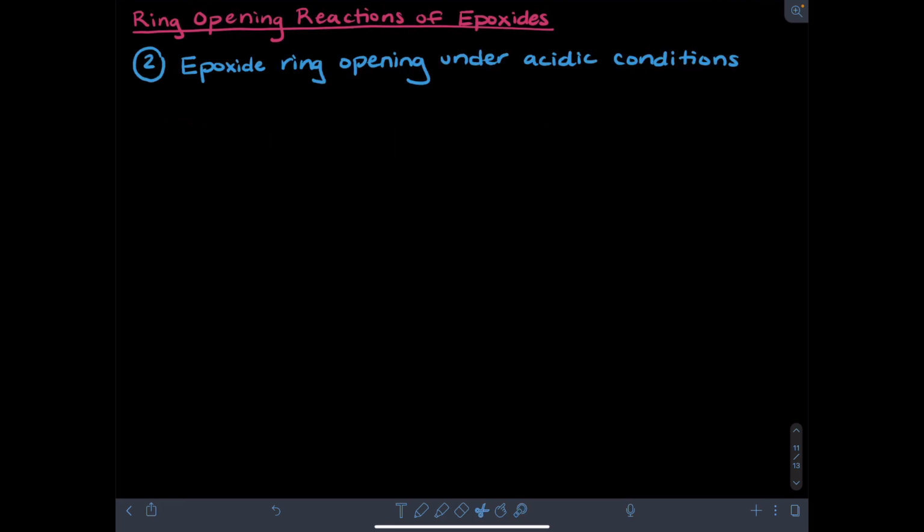Now I want to consider ring opening reactions of epoxides that occur under acidic conditions instead. These will involve treatment of the epoxide with an acid. This could be written as either H+ or H2SO4. And this will occur in the presence of a weak nucleophile, such as water or an alcohol. This ring opening reaction involving a water nucleophile would generate a diol product.